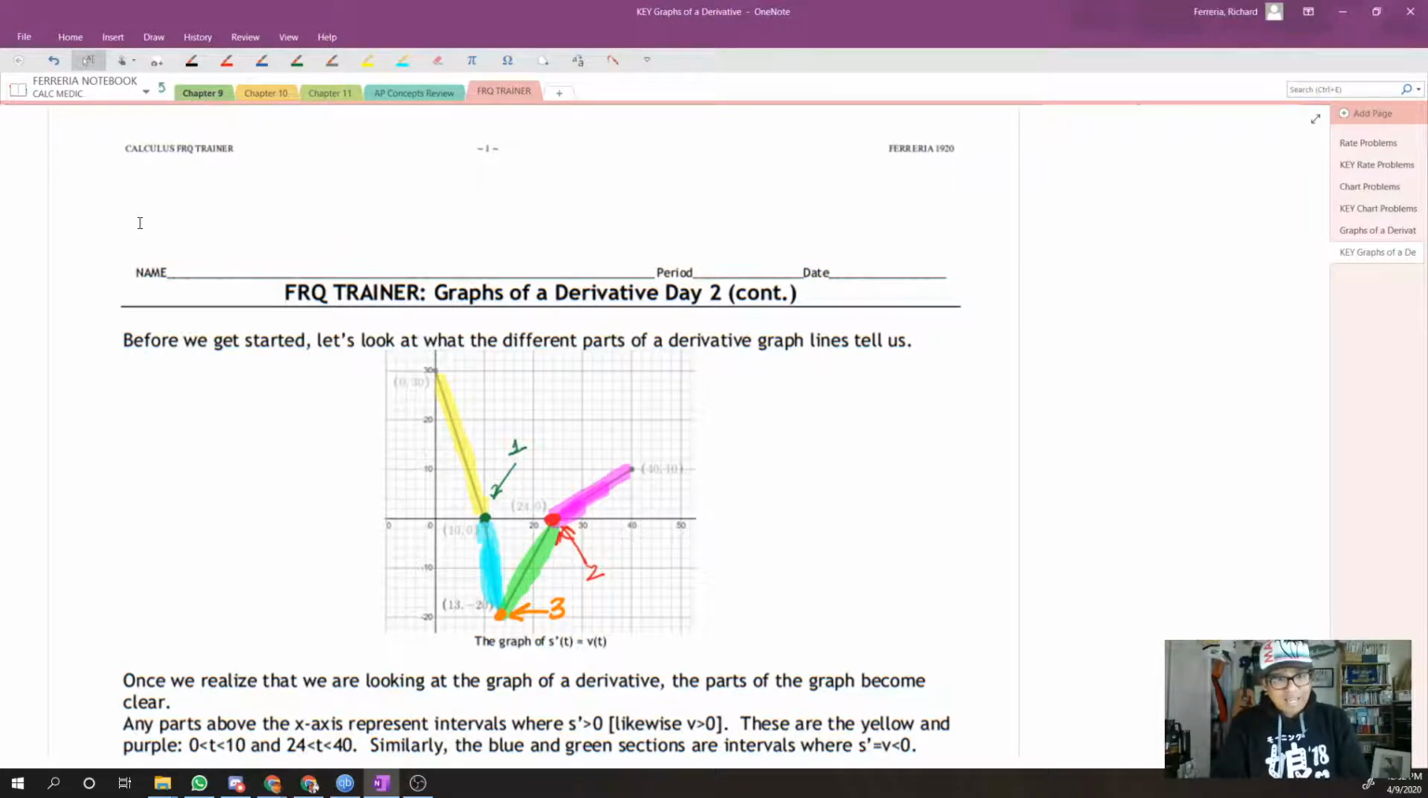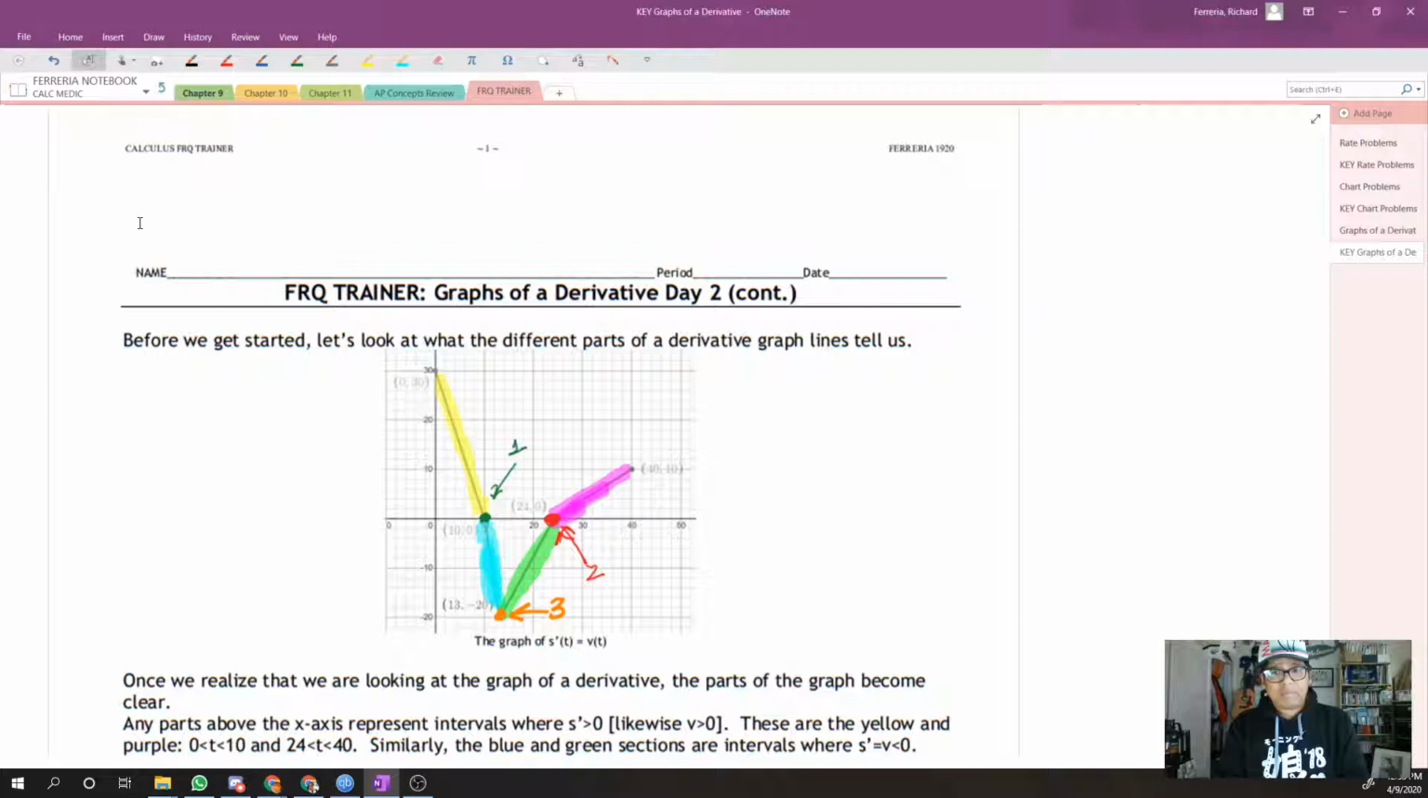Which means that if you are in either the yellow or the pink section, you are heading north, because positive velocity is in the north direction as we have set up our problem. If you are in the blue or the green section, then you're heading south because you have negative velocity.